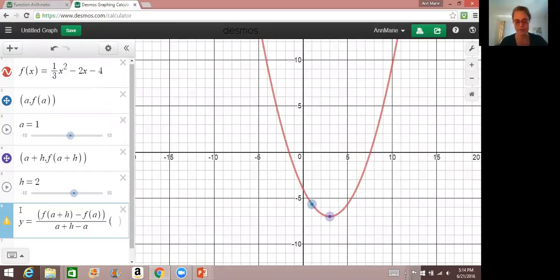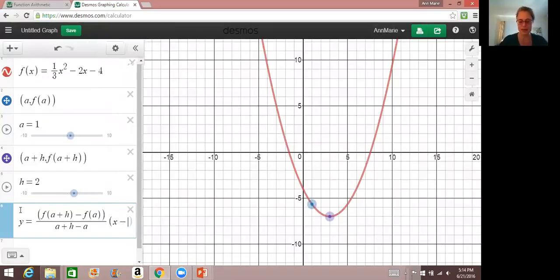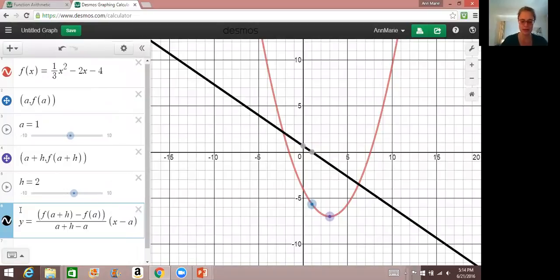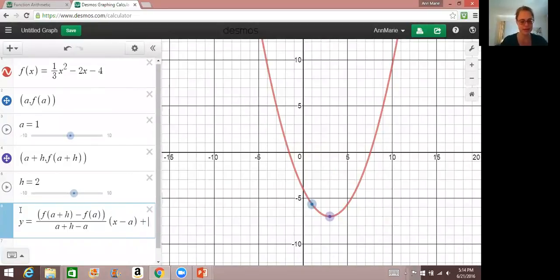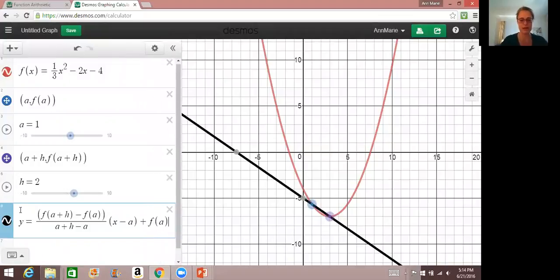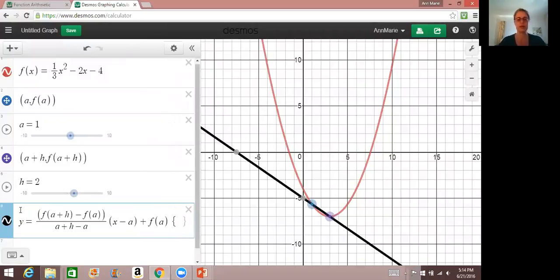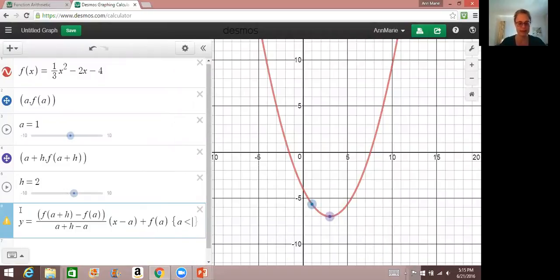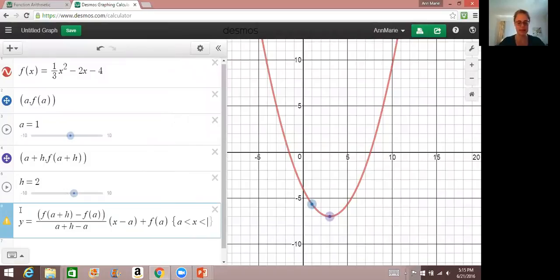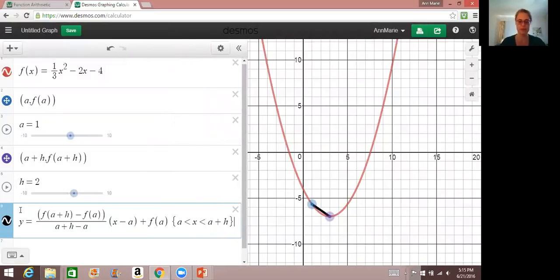I'm going to multiply that by x minus a, and then I have to add to that f of a. All right, this is just the equation of the line that goes between those 2 points. Now, to make my life a little simpler, I'm going to limit its domain to a is less than x is less than a plus h. There we go.